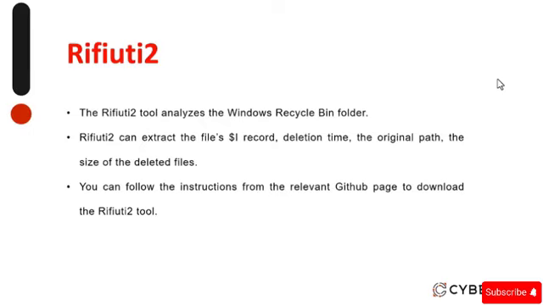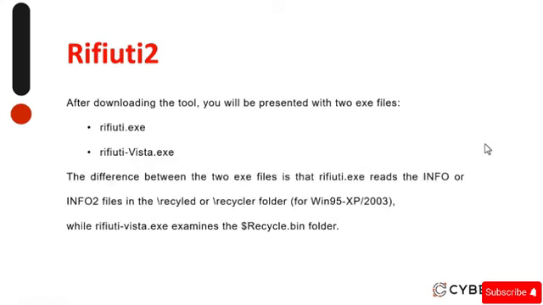Rifiuti2. The Rifiuti tool analyzes the Windows recycle bin folder. Rifiuti can extract the file's $I record deletion time, the original path, and the size of the deleted files. You can follow the instructions from the relevant GitHub page to download the Rifiuti tool. After downloading the tool, you will be presented with two exe files, rifiuti.exe and rifiuti-vista.exe.